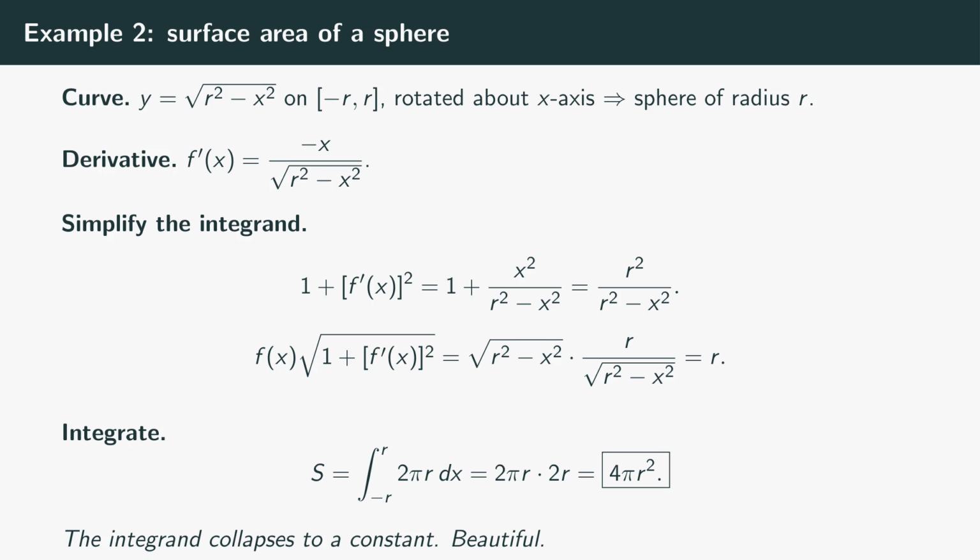So the surface integral is s equals the integral from minus r to r of 2 pi r dx equals 2 pi r times 2r equals 4 pi r squared. 4 pi r squared, the classical surface area of a sphere, derived in 3 lines.